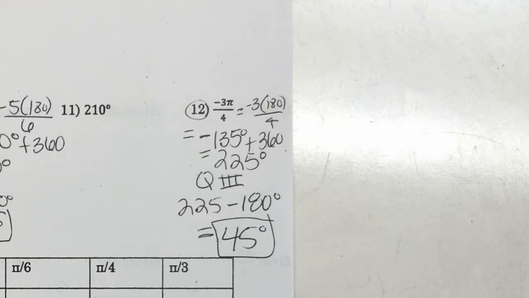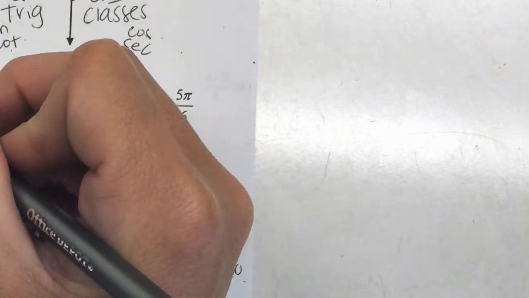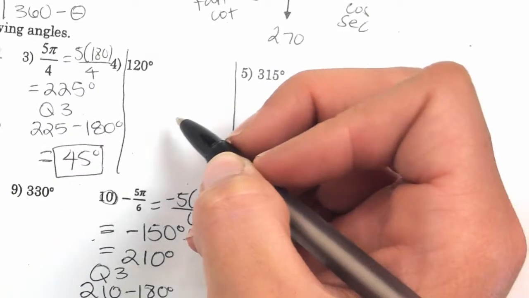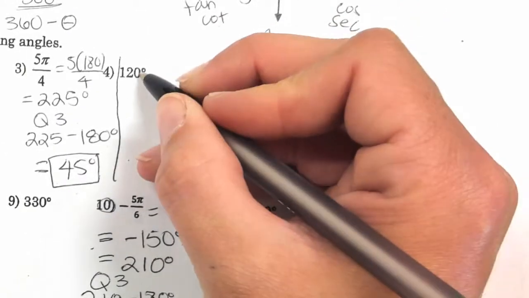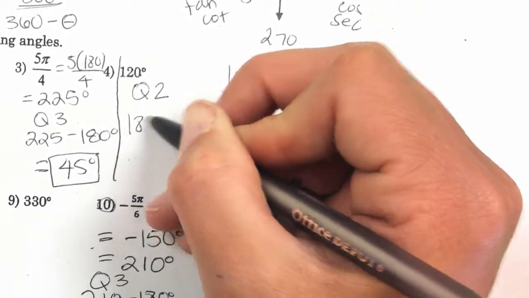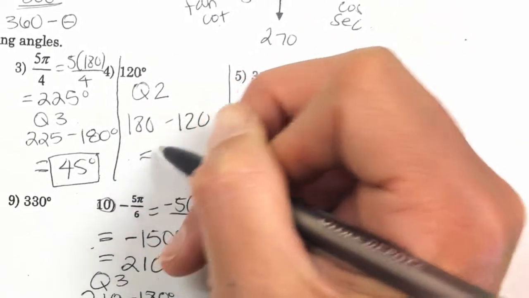Alright, we'll start going over these together. You may want to help me with number 4. That's 60. Alright, how'd you get that? Again, 360 minus... What quadrant is this in? Because this is in quadrant what? 2. So we would take 180 minus 120 and get what?